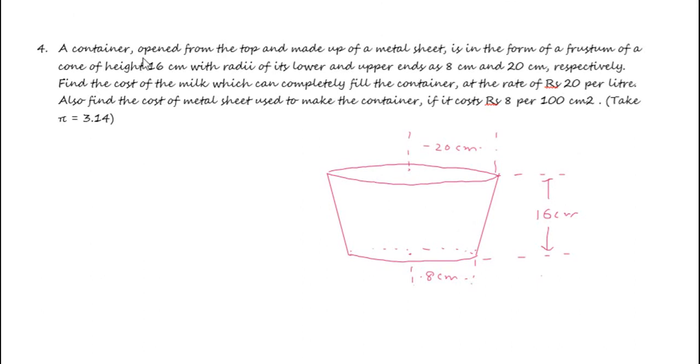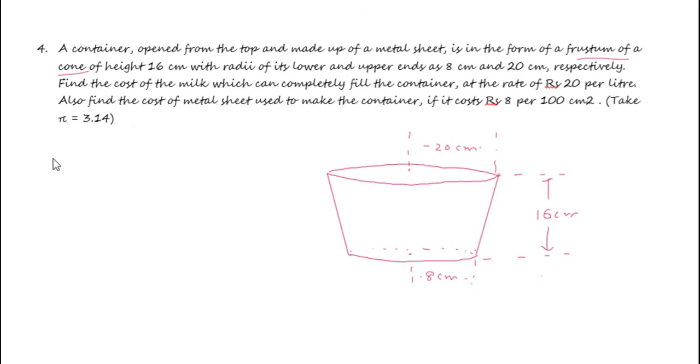A container opened from the top and made up of a metal sheet is in the form of a frustum of a cone of height 16 centimeters. Height of this frustum is 16 centimeters, and the radii of its lower and upper ends are 8 centimeter and 20 centimeter respectively. Find the cost of the milk which can completely fill the container at the rate of rupees 20 per liter. Also find the cost of the metal sheet used to make the container if its cost is rupees 8 per 100 centimeter square. Take pi as 3.14.